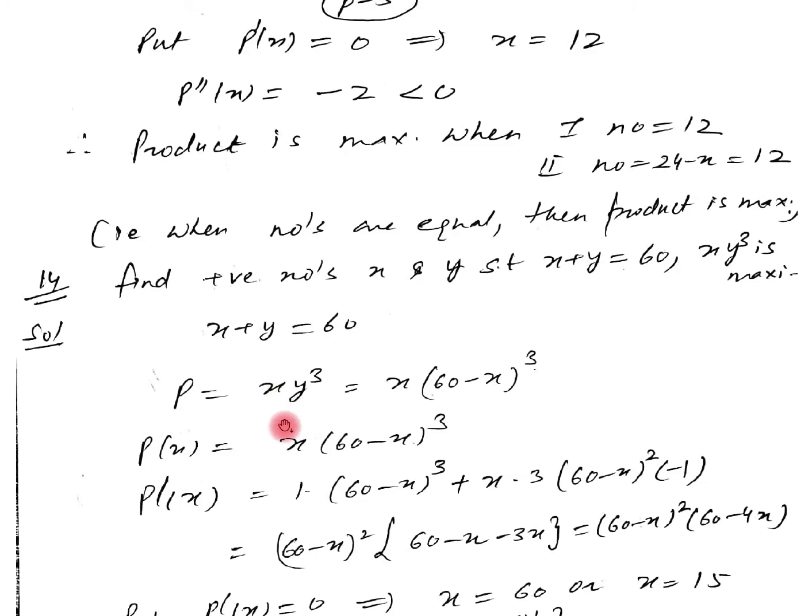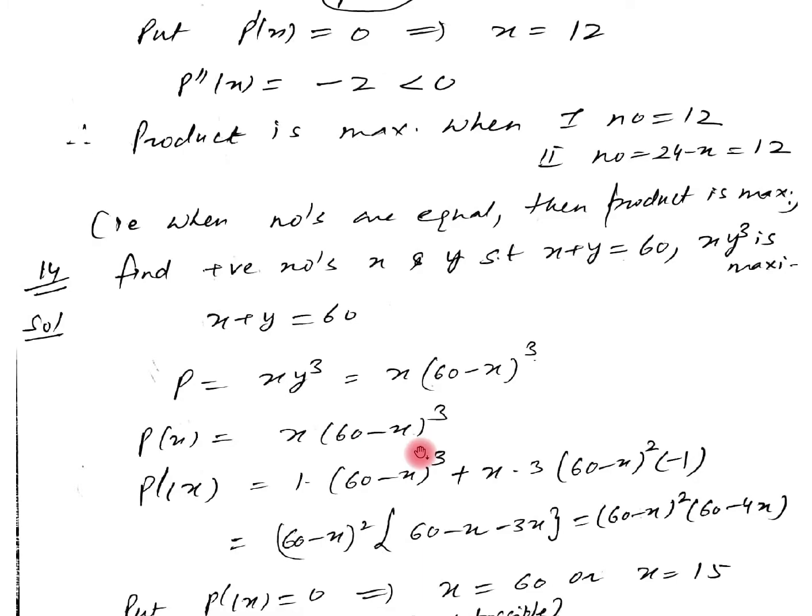Now whenever there are two variables, always one condition is given in the question to eliminate one of the variables. Now P equals x into y cube. So we can easily eliminate y, which can be put as 60 minus x. Now our function will be P equals x into (60 minus x) whole cube. Now it has only one variable. The constant may be anything, but the variable term should be only one. Then this is our function.